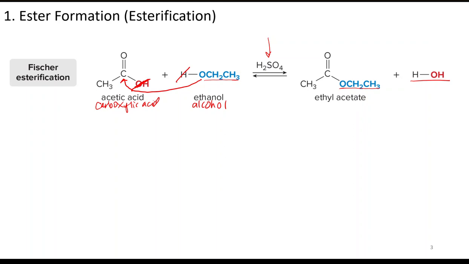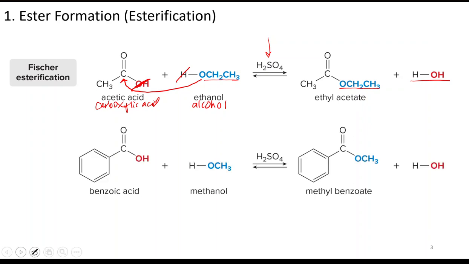Let's look at another example. Here I have benzoic acid. First, let's look at which one is our carboxylic acid. The one on the left-hand side, the benzoic, is our carboxylic acid. And then we see that the other reactant that we have here is methanol. This OH group here makes it an alcohol. And it's in the presence of an acid. So we have all of the conditions here to do an esterification reaction.